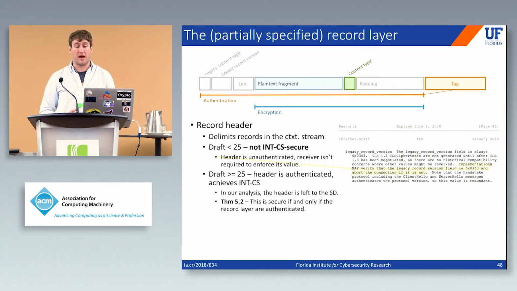And in fact, what we show in our paper is that these details are irrelevant to security as long as the header is authenticated. And so formally, what we do is we let the record header be chosen by the specification details oracle. So the change to the protocol that we suggested, and which was adopted in draft 25, was simply to treat the record header as associated data when encrypting.